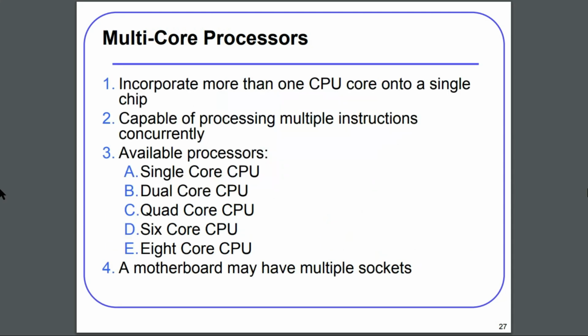These are multi-core processors. They incorporate more than one CPU core onto a single chip, capable of processing multiple instructions concurrently. Available processors: a single core CPU, dual core CPU, quad core CPU, 6 core CPU, 8 core CPU. A motherboard may have multiple sockets. So let's move to the next slide.